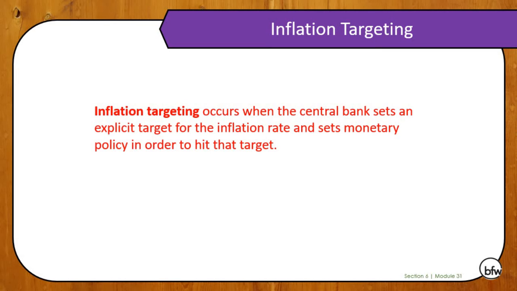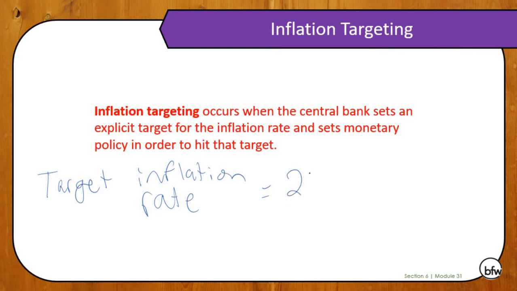Inflation targeting occurs when the central bank sets an explicit target for the inflation rate and sets monetary policy in order to hit that. Our target inflation rate in this country is 2%. So if we're at 2% inflation, that means everything is going well. The Federal Reserve is doing its job.